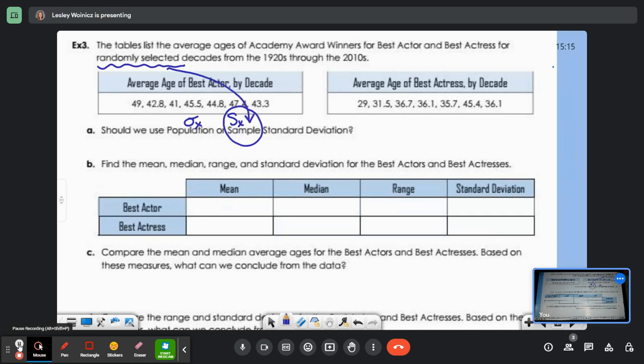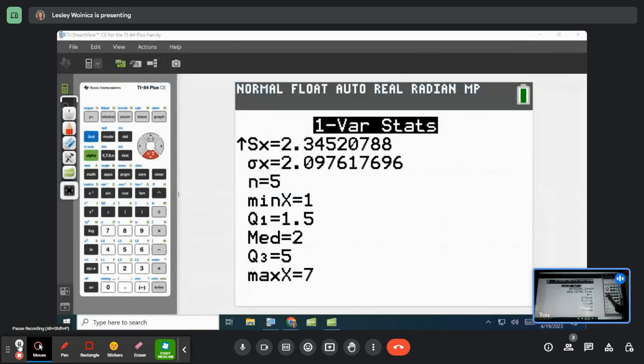Okay, so we're going to use sample. We are going to find the mean, median, range, and standard deviation and fill out this table. So let's start with the guys.